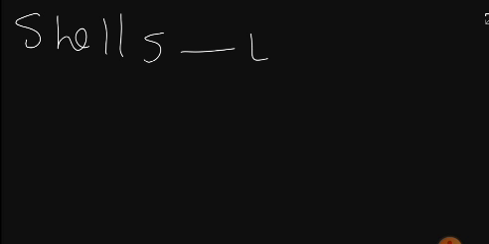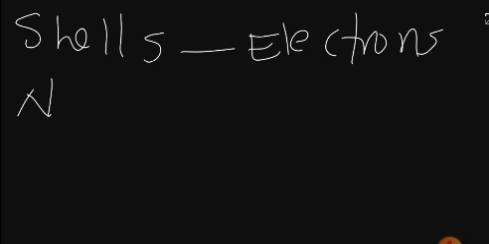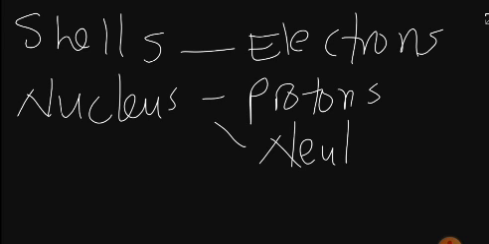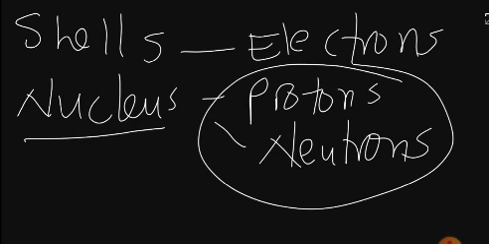Now we know that an atom is made up of the shells, where you can find the electrons, and the nucleus, where you can find the protons and the neutrons. So in the nucleus, that's where you can find the protons and the neutrons, while the shells, also called orbital levels or energy levels, are where you can find electrons moving around.